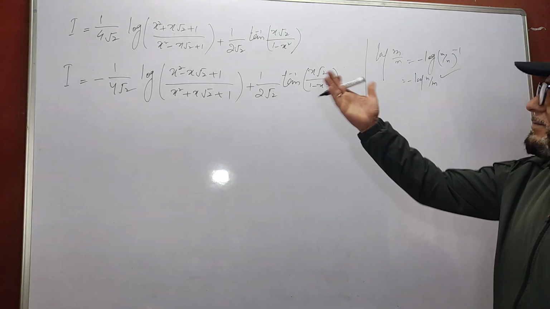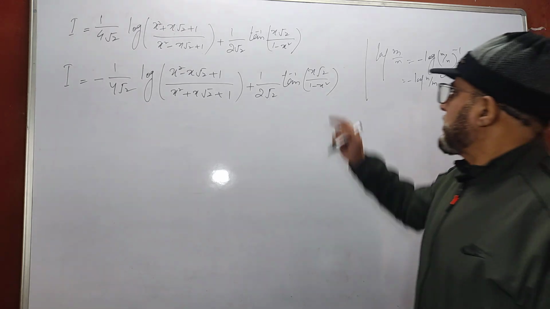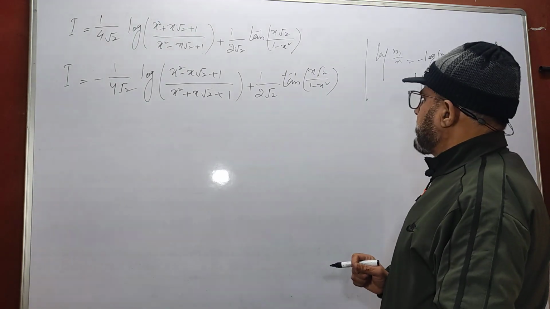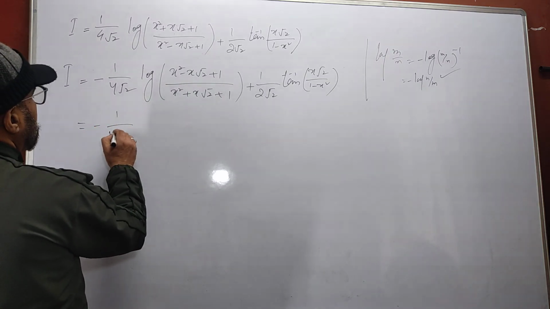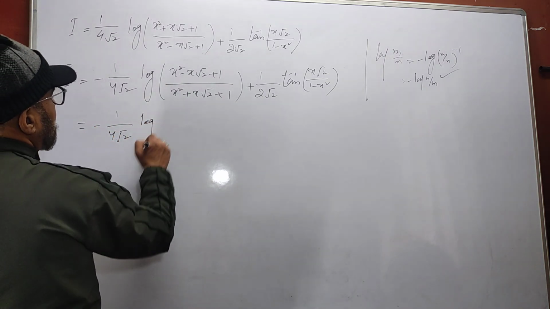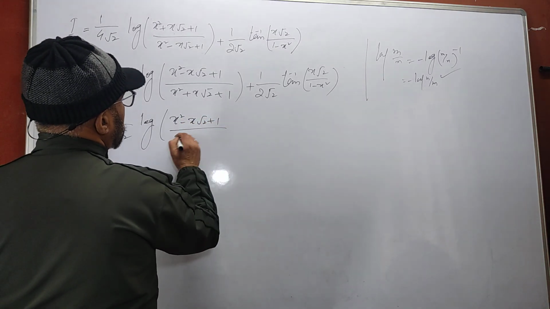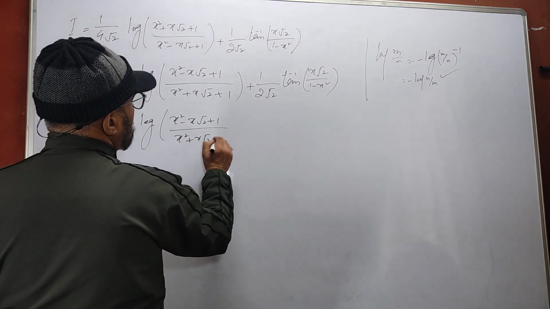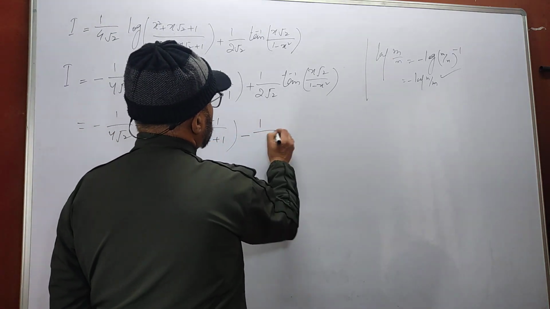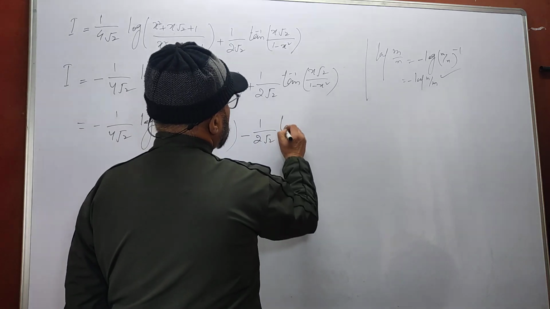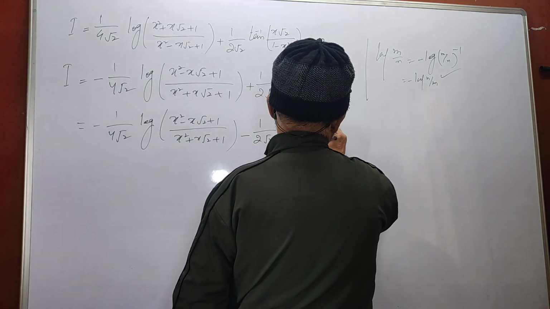Okay, so take numerator denominator change and you will get minus out. But here you have also a change, something change is there also. You see, you can write it minus 1 by 4 root 2 log of x square minus x root 2 plus 1 by x square plus x root 2 plus 1. I can write it now minus 1 by 2 root 2 tan inverse x root 2 by x square minus 1.